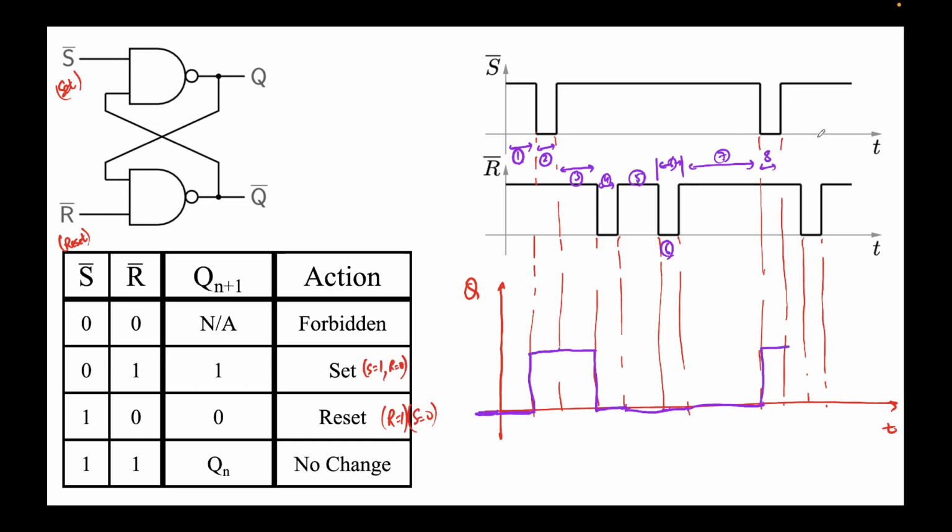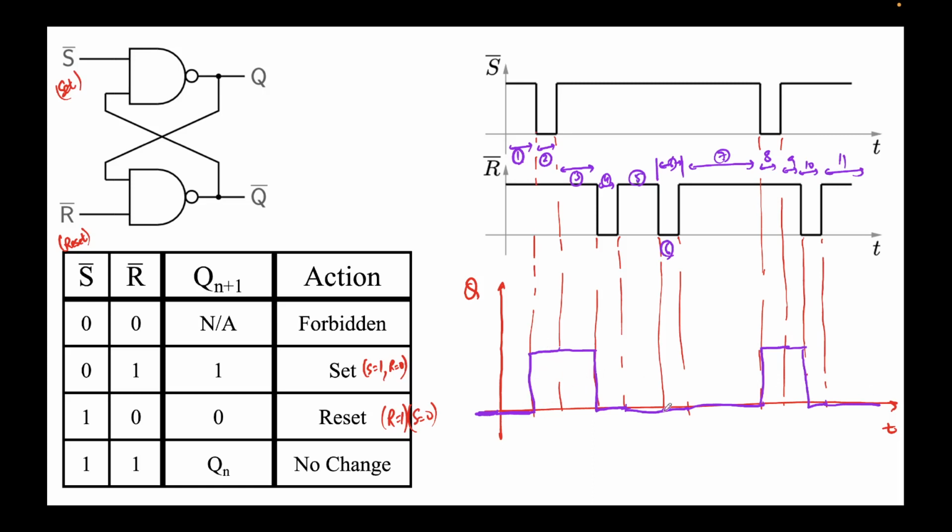It will continue to be this, and then in the ninth period, both are high. Again, no change, so it will continue to be like this. And then for the 10th period, S bar is 1, R bar is 0, so it will become 0 like this. And then in the next, both are high, which means no change, so it will continue to be like this. So this is the waveform that we have obtained.